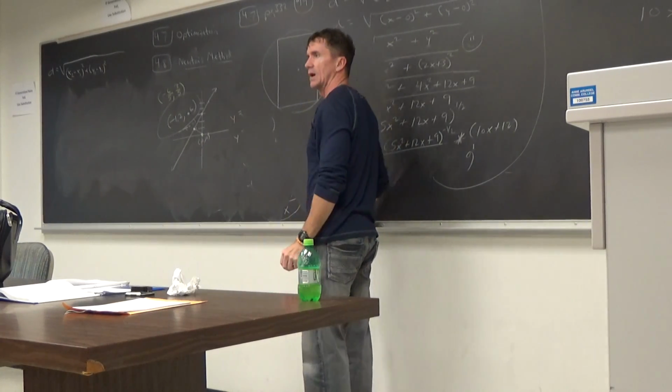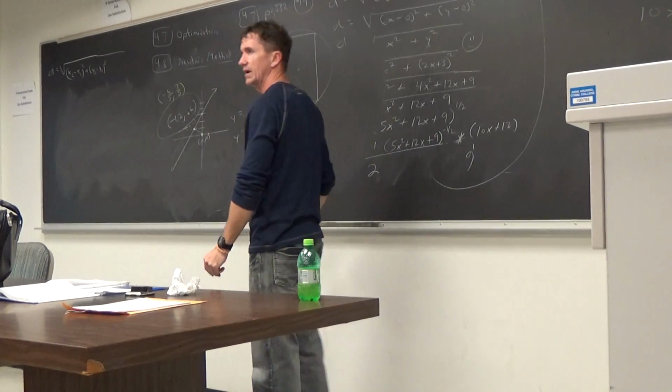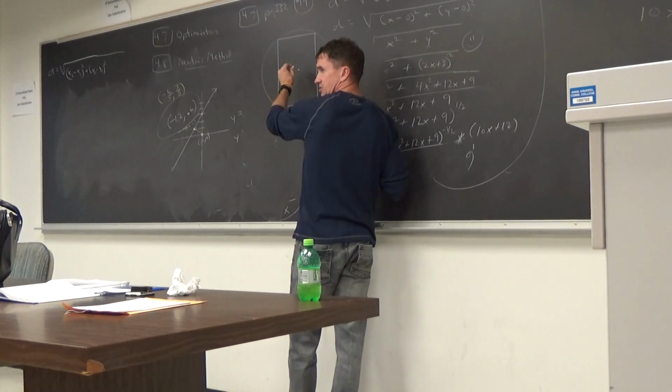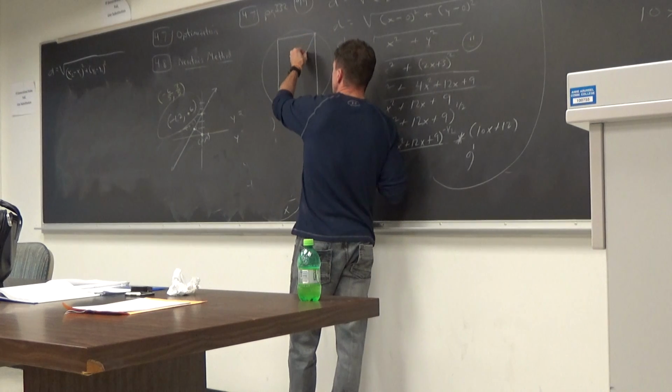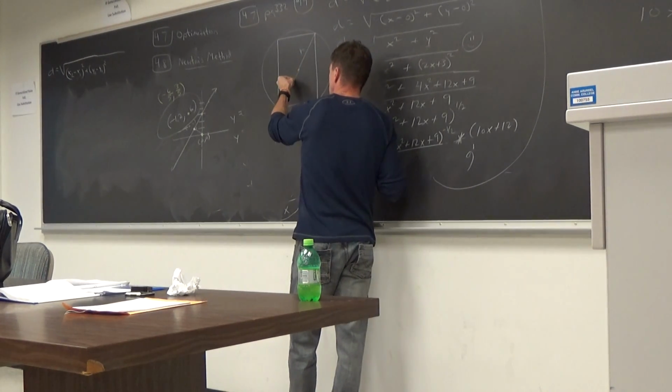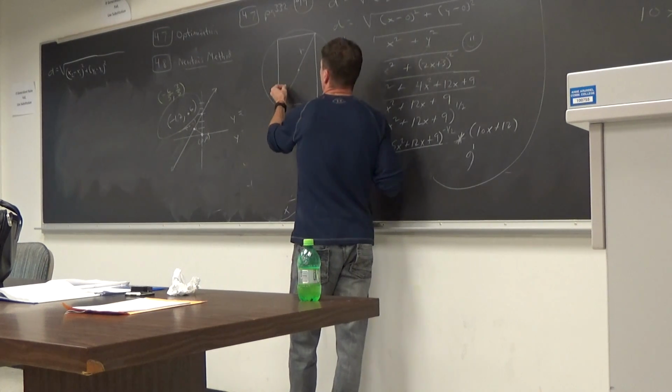Okay, rectangle inscribed in a circle of radius r. Now, radius is the distance from the center out to a what? To the edge, the circumference. So would that be r? Mm-hmm. And then this here would also be what? R.